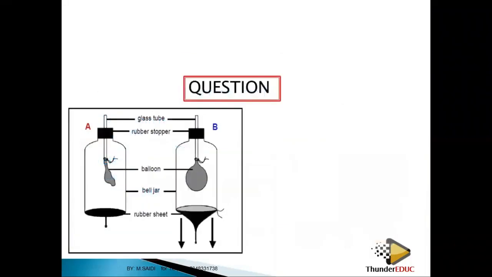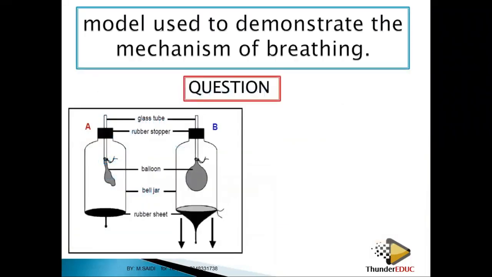So here are some of the questions. I wanted you to know about this. It is a model used to demonstrate the mechanism of breathing. One is showing breathing in, one is showing breathing out. When you are breathing out, it means that the lungs contract. When they contract, it pushes the air out of the what? Out of the lungs. So you see that now the air is being pushed out. The air has been pushed out.